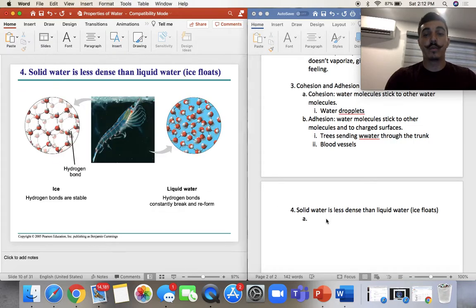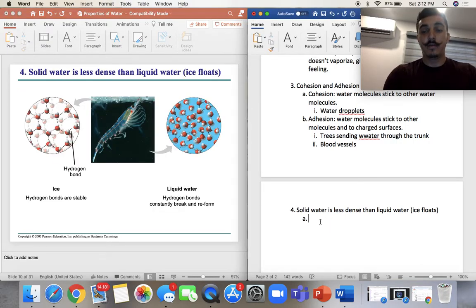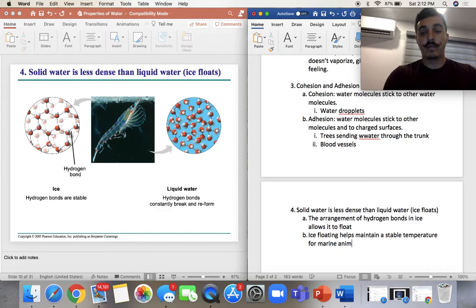Okay, so before we get into the question, let's write down a couple of things. The arrangement of hydrogen bonds in ice allows it to float. So the fact that ice floats helps marine animals, and they're able to survive. So ice floating helps maintain a stable temperature for marine animals. That's just one example.